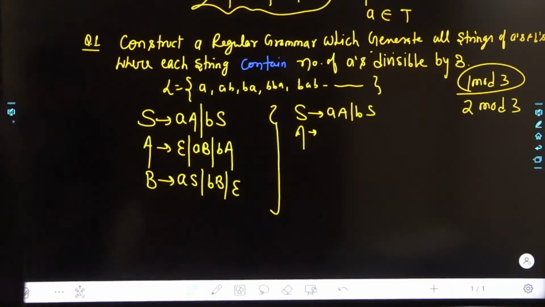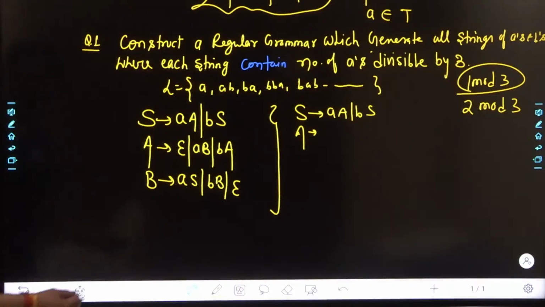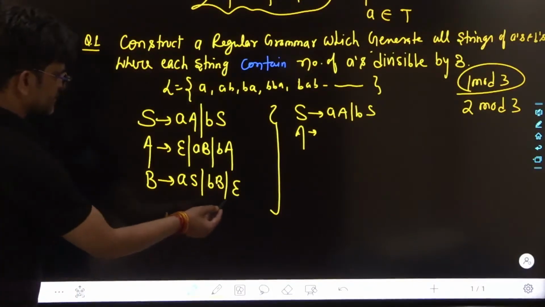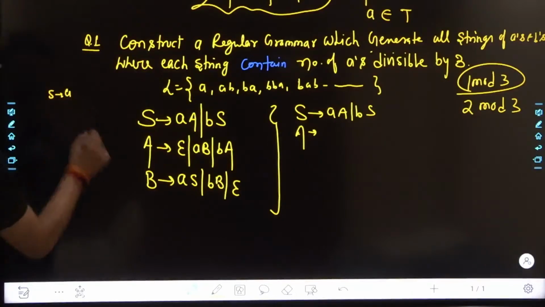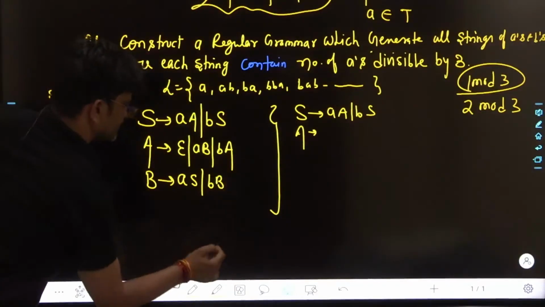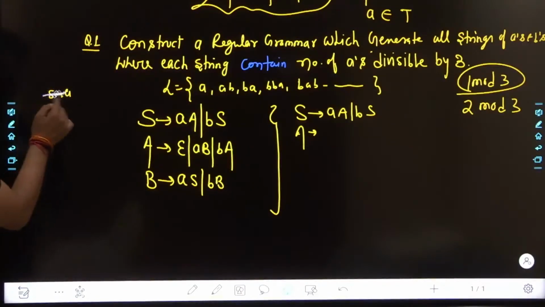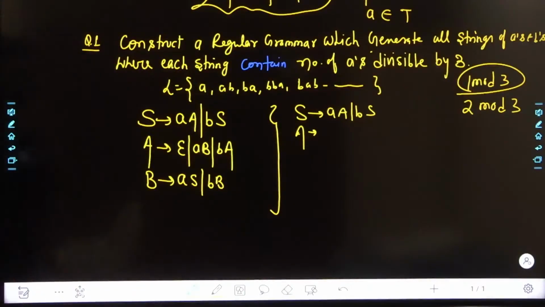See, is this one correct or not? Yes, this one is correct. Just wait. Is epsilon present here or not? S determines A. No, epsilon is not present here.